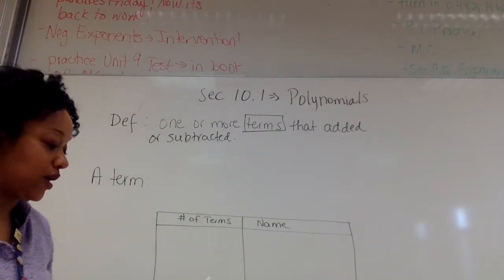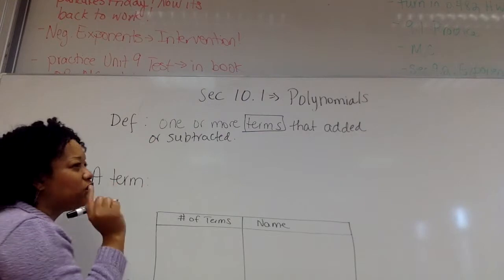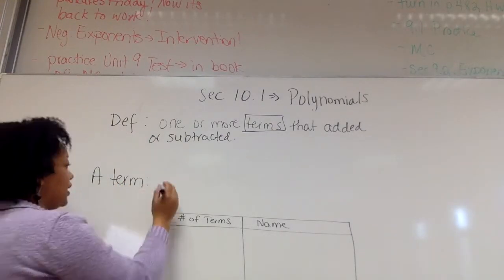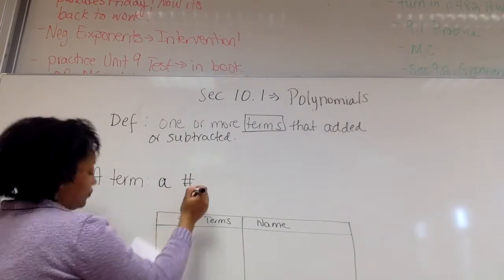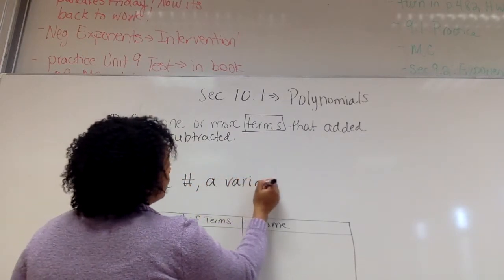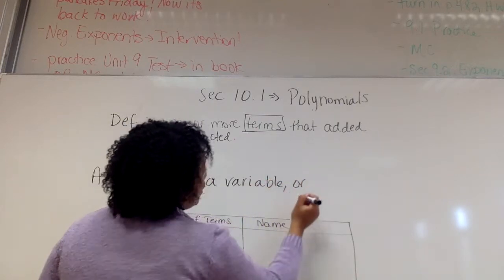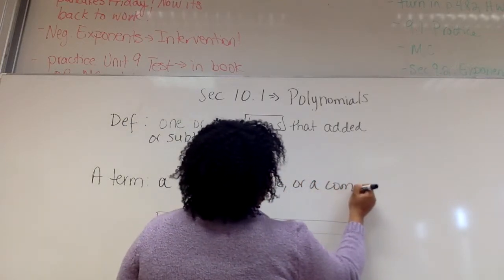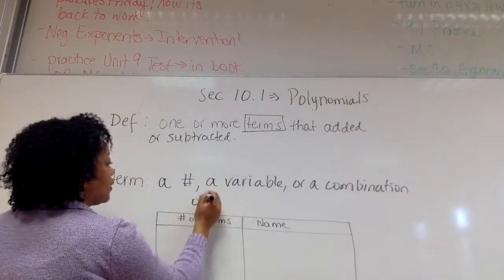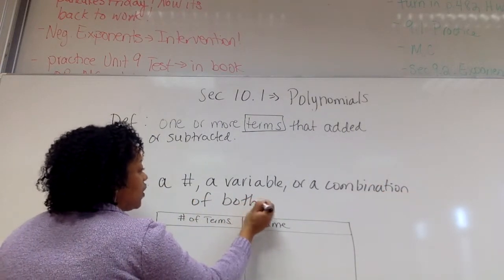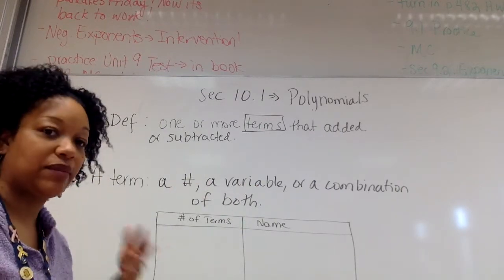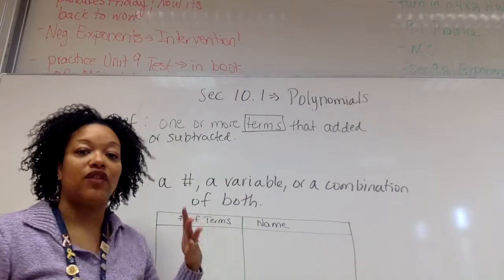What is a term? Well, a term, and we may have defined this in quarter one, I'm not sure. A term is a number, a variable, or a combination of both. Okay? So your variable could be X, Y, Z, T. Your number can be any number, positive or negative.